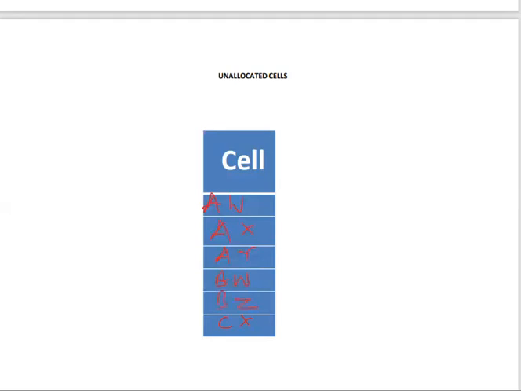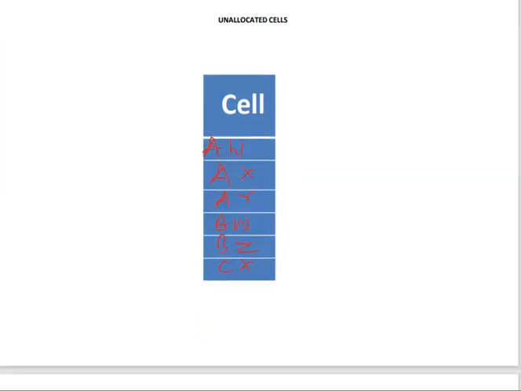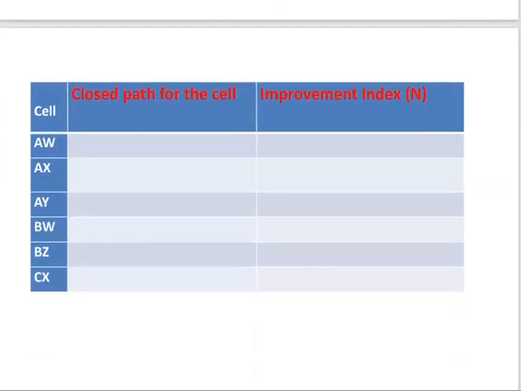Now, these are the points we want to consider. These routes, we didn't take them in our initial allocation. We didn't pass through them in our initial allocation going to Ibadan. Now, let's look at if you pass through Ikorodu, can we reduce this cost further? That is what this is telling us. We have the cells listed, and we have the closed path for each of these cells, then the improvement, whether they are going to reduce our cost or increase our cost.